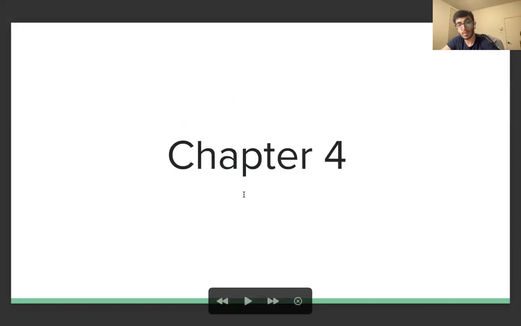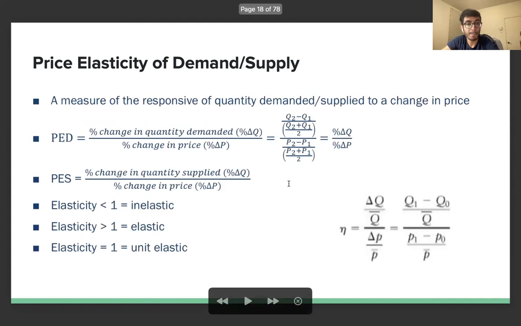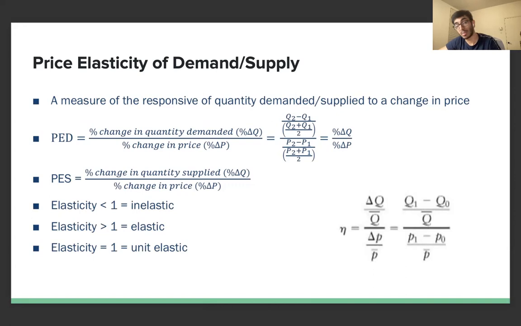Okay, moving on to chapter 4. Here we talk about price elasticity of demand and supply. So price elasticity is basically us trying to measure the responsiveness of the quantity demanded or supplied with respect to a change in the price. Let's say the price changes by a certain amount, how sensitive is the demand or the supply to that price change? That's the whole point of understanding this.